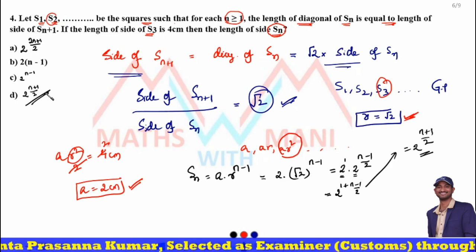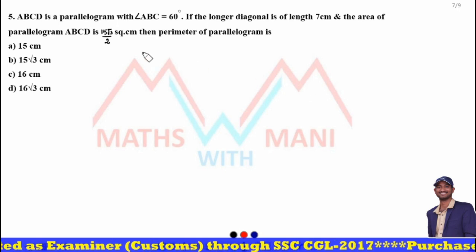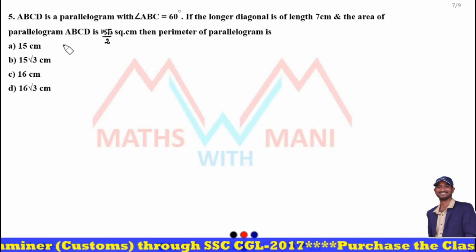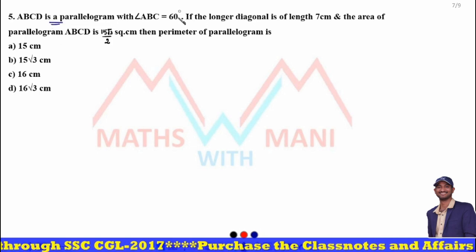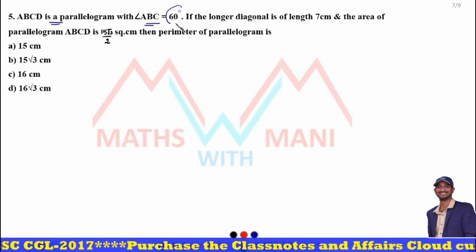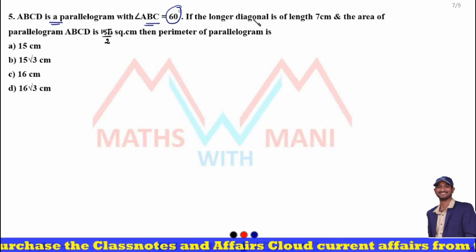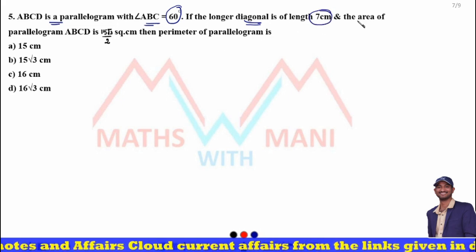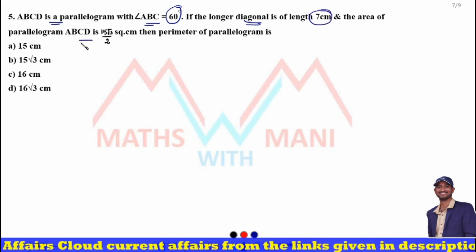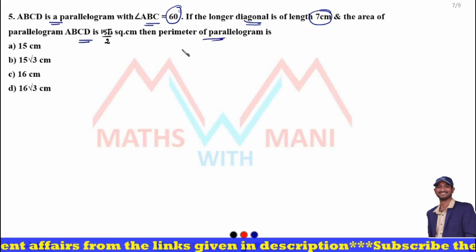I hope that's clear. Now I'll go to the next one, the fifth one. We already discussed this type of model in parallelograms. See the fifth one. ABCD is a parallelogram with angle ABC 60 degrees. One internal angle of the parallelogram is given as 60. If the longer diagonal is of length 7 centimeters and the area of the parallelogram is 15 root 3 by 2, then what is the perimeter of the parallelogram?